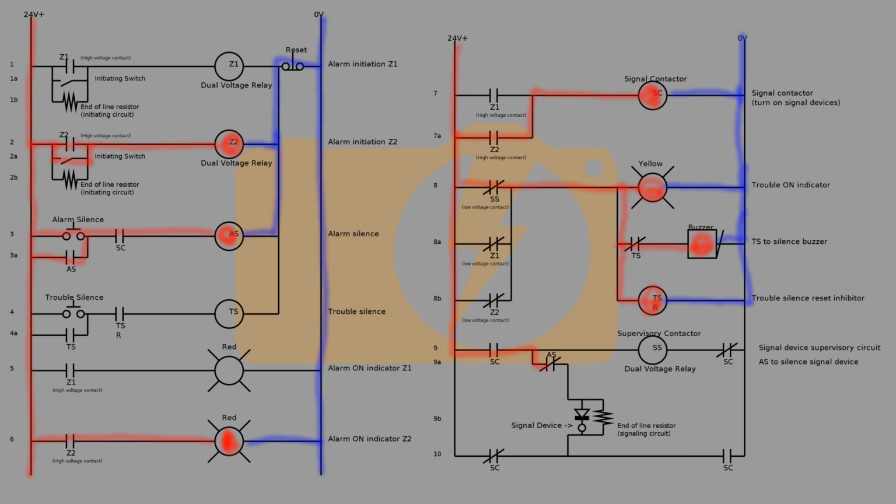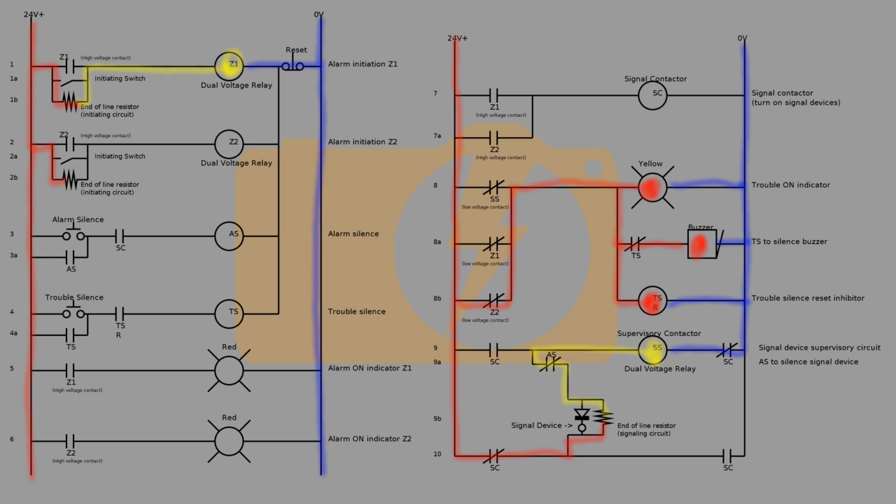the alarm silence circuit. Trouble in the new initiating circuit is handled in the same way as the original circuit. If low voltage power can't make it from the end-of-line resistor to the dual voltage relay Z2, then the normally closed contacts on 8B will remain closed, allowing power to pass to the yellow indicator light, the buzzer, and the trouble silence reset inhibitor coil.